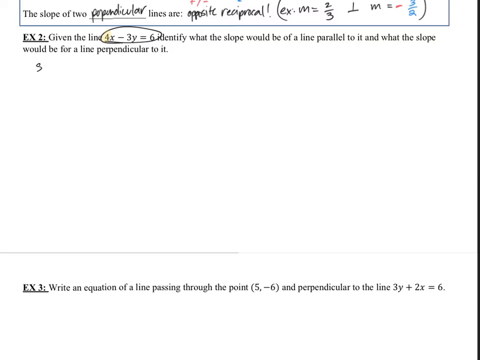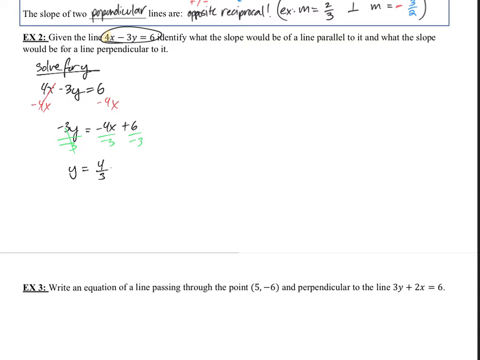Alright, so solve for y. We have 4x minus 3y equals 6. Solving for y, subtract 4x from both sides. Negative 3y equals negative 4x plus 6. Almost solved for y, so let's go ahead and divide by negative 3 from both sides. y equals 4 over 3x minus 2. Okay, so this is my equation. Now, what is the slope? The slope is 4 over 3. So m equals 4 over 3.